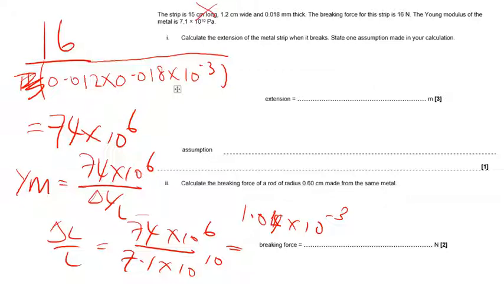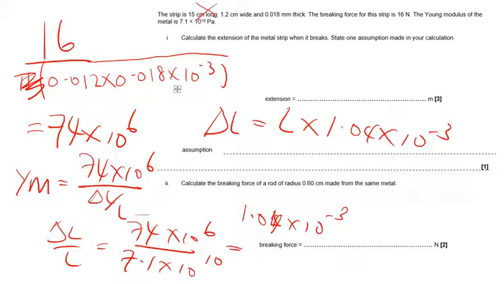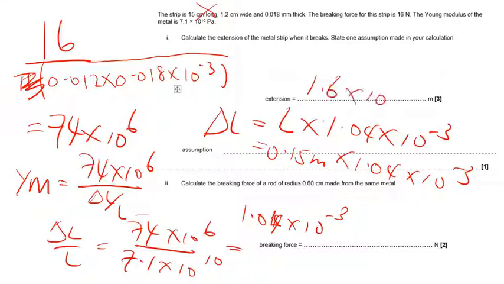so once we have that fraction, we need to work out delta L, don't we? So delta L is equal to L times that 1.04 times 10 to the minus 3, and you know that L is 15 centimeters, which is 0.15 meters, times 1.04 times 10 to the minus 3, and you should get about 1.6 times 10 to the minus 4. Okay, so the assumption is that Hooke's law is obeyed.